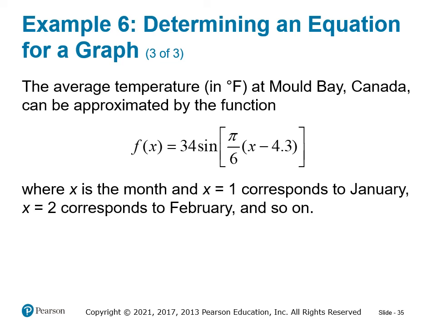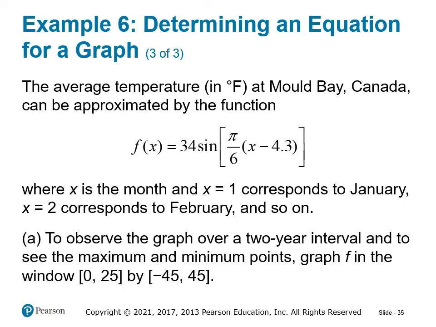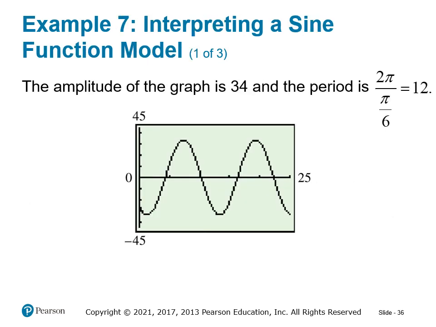The average temperature in Fahrenheit at Mould Bay, Canada can be approximated by this function. F of x equals 34 sine of pi over 6 times the quantity x minus 4.3, where x is the month, and x equals 1 corresponds to January and x equals 2 corresponds to February, and so on. To observe the graph over a 2-year interval and to see the maximum and minimum points, graph F in a window from 0 to 25. This would be 2 years. And the y-axis would be from -45 to +45.